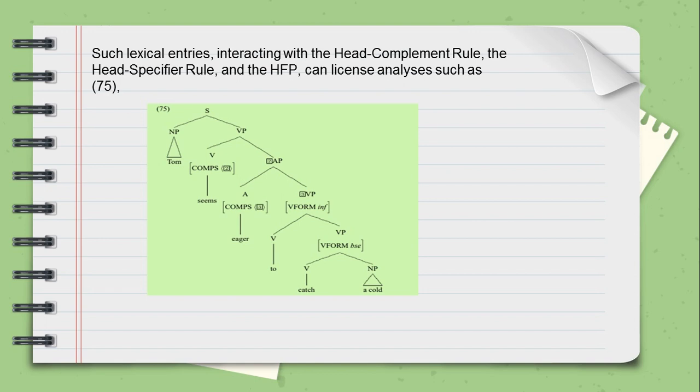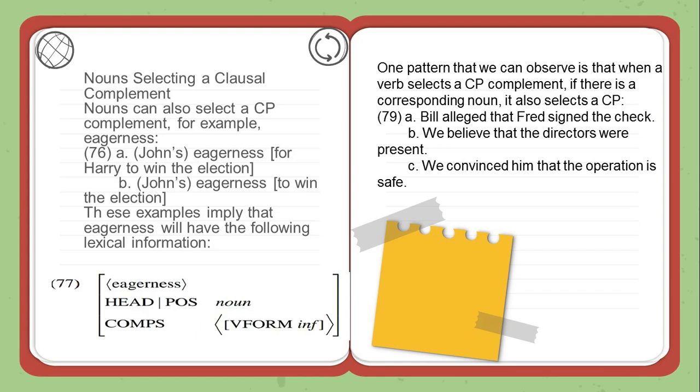Okay, the next material will be explained by Rio. Nouns selecting a clausal complement. Nouns can also select a complement, for example, eagerness. A. John's eagerness for Harry to win the election. B. John's eagerness to win the election.